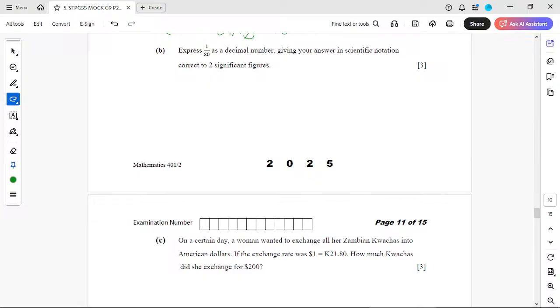How do you go about this one? The question is: express 1 over 80 as a decimal number. Give your answer in scientific notation correct to two significant figures. So how do you work out that one?